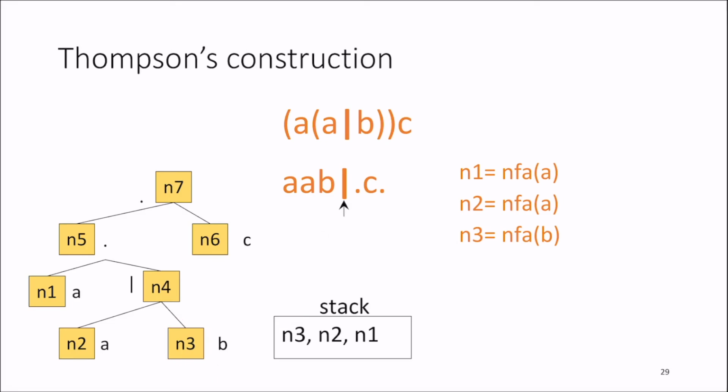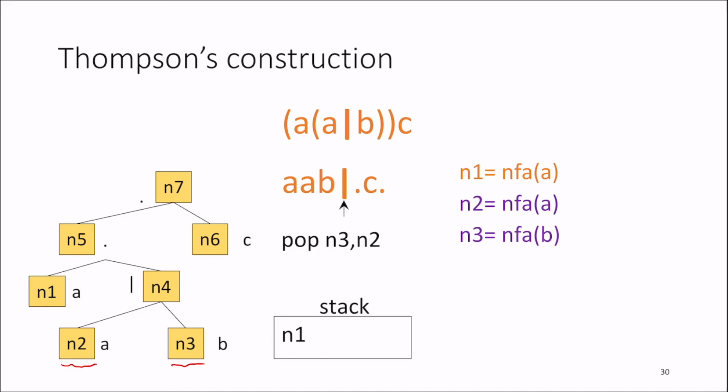Now, the next step is to process the alternation operator. Now, we know that the alternation operator takes 2 arguments, right? So we want to supply those 2 arguments to the alternation operator so that we can build from 2 NFAs the NFA for the alternation. So what we do first is we pop its 2 arguments, which is N3 and N2, out of the stack. And so those come out of the stack and are given as input to the Thompson rule that constructs the alternation NFA, right?